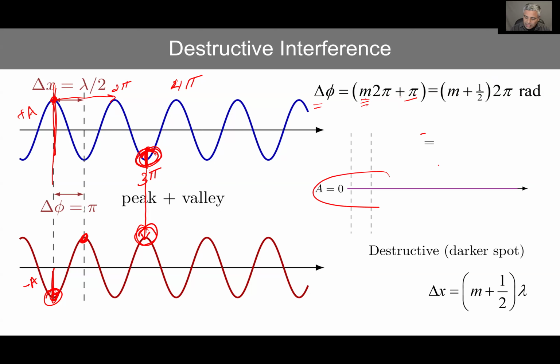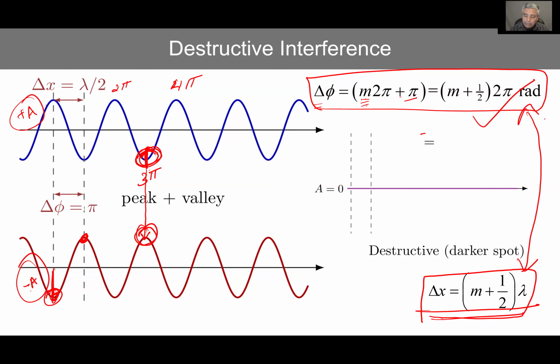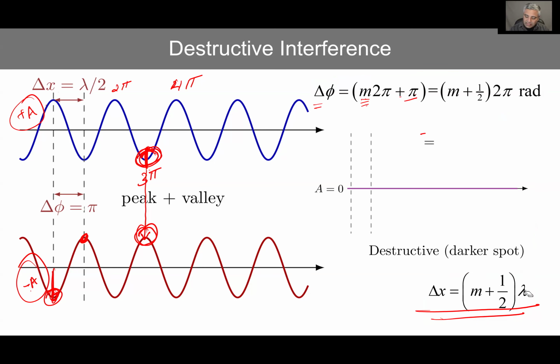For example, here the amplitude became 0 because this has a positive A and this has a negative A. So when we add them, it becomes 0. The mathematics for doing that is either this or that. If we write this condition in terms of phase difference, it's in terms of angle. If we do it in terms of path difference, in terms of length, then we write this equation. Both of these equations are not the same, but they are equivalent as long as you remember 2 pi radians is equivalent to 1 wavelength, you are good.